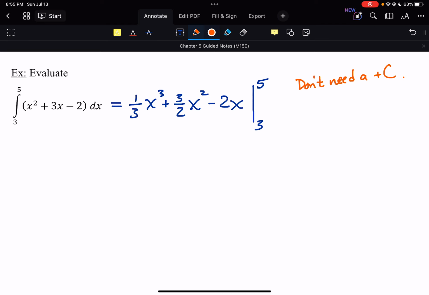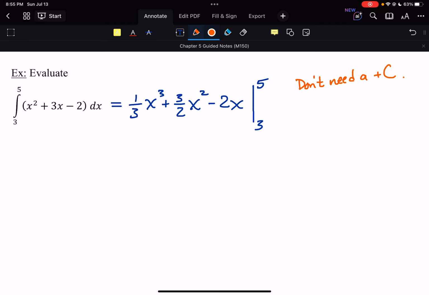The reason we don't need the plus c is because as soon as you take this function evaluated at 5 and you subtract the function evaluated at 3, this one would have a plus c, this one would have a plus c, and you would get c minus c, and then those would be gone. And it would do that every single time. So we don't have to put in a plus c anymore. If you forgot and you included one, it would just end up disappearing anyways.